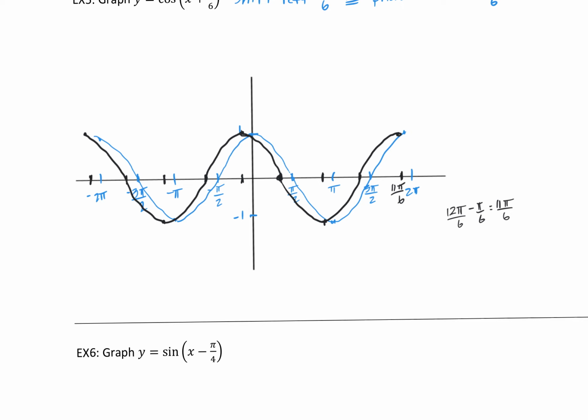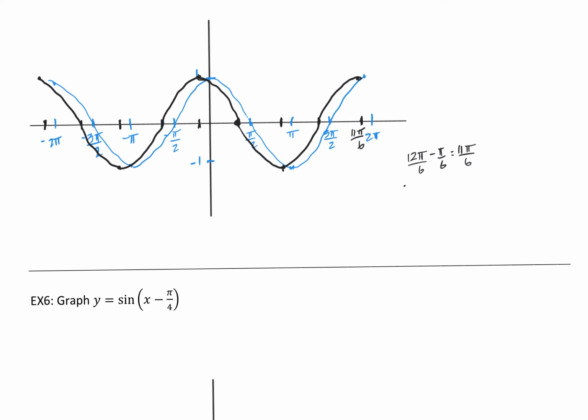What are these points on the axis? Well, you just have to subtract pi over 6 from each one of those original values. So if we look at 3 pi over 2 and we subtract pi over 6, it's going to be 9 pi over 6 minus pi over 6. That would give me 8 pi over 6. So that's going to have to be reduced to 4 pi over 3.